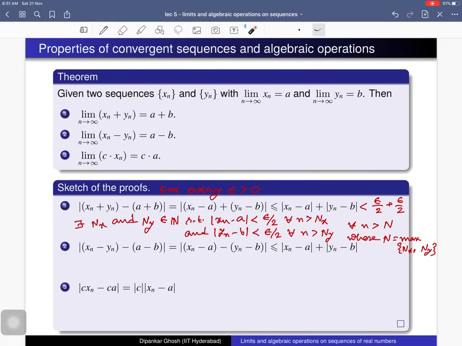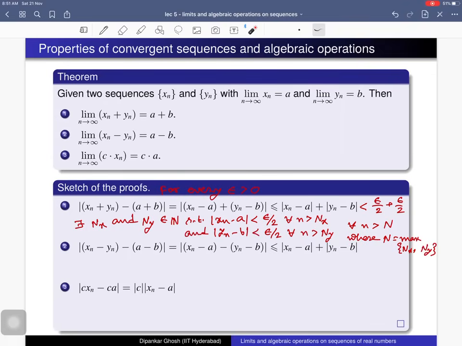Then if we consider n, the maximum of n sub x comma n sub y, then beyond this stage, this difference as well as this distance are each less than epsilon by 2. So all this together is less than epsilon. Therefore, this distance is less than epsilon for all natural numbers beyond this stage, and this is the verification of the epsilon-n condition.